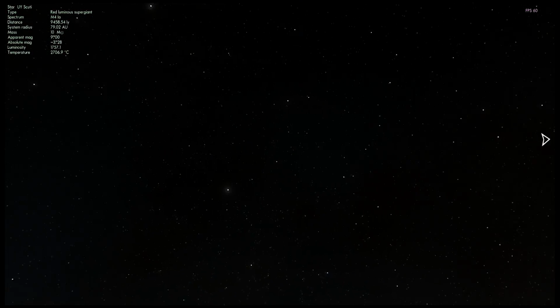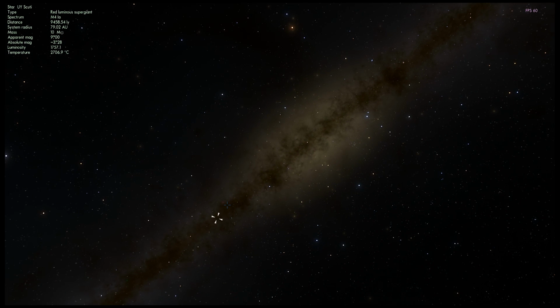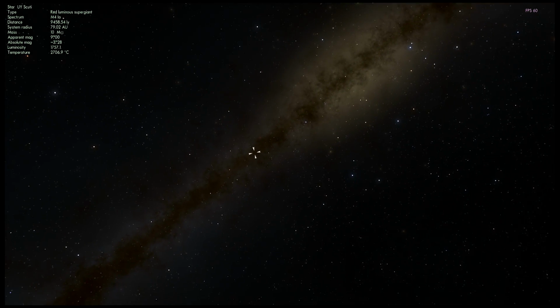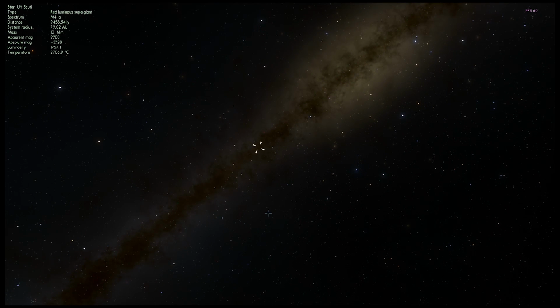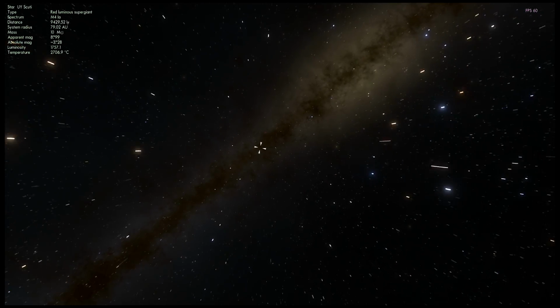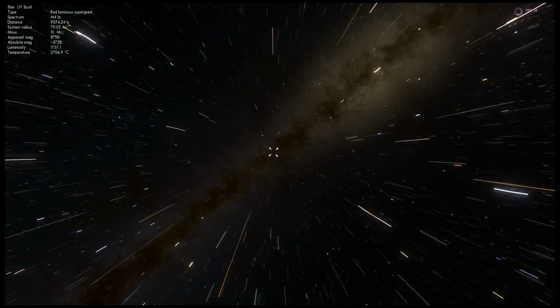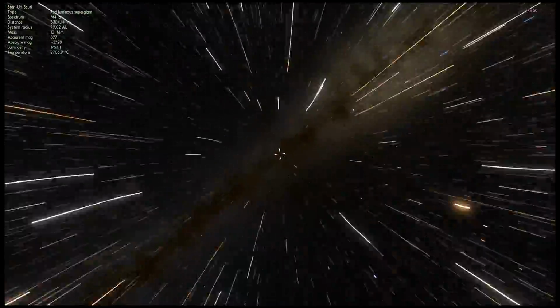It's somewhere in the direction of the central black hole. It's actually hidden by the interstellar dust here, so we can't really see it very easily. But it's in this direction. It's at a distance of about 9,500 light years away from us. So we're going to jump to it using Space Engine. We're going to fly through our galaxy and end up in the region where UY Scuti, the red supergiant, is located.